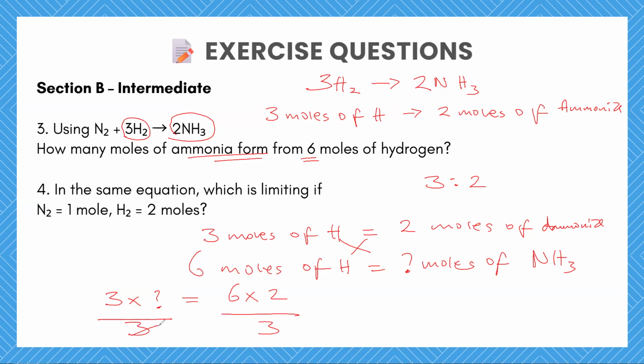So therefore, this 3 cancels this 3. The number of moles of ammonia produced therefore becomes 6 multiplied by 2, which is 12, divided by 3. That becomes 4 moles of ammonia, NH3, produced. I'm sure you saw how all these steps were carried out. Easy peasy, 4 moles of ammonia produced.